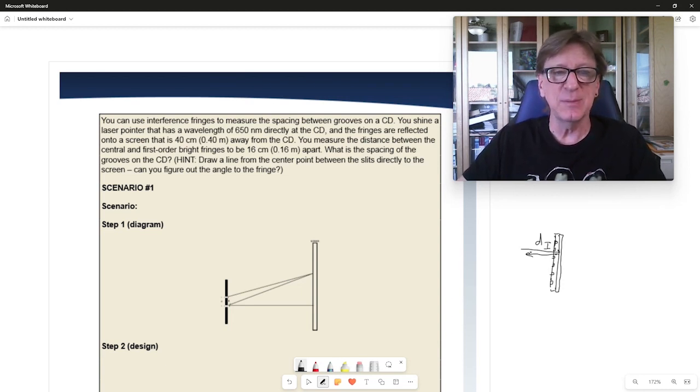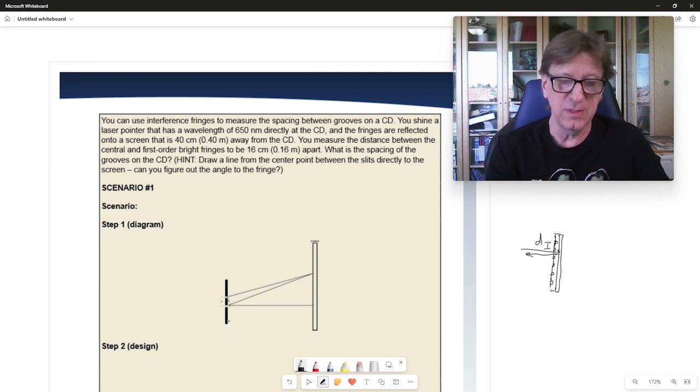Okay, so let's take an example. Let's say that we've got a red laser pointer, and it's about 650 nanometers-ish. It's not exactly that, but you'll find it printed on the laser. And we're going to reflect those fringes onto a screen that's 40 centimeters away.